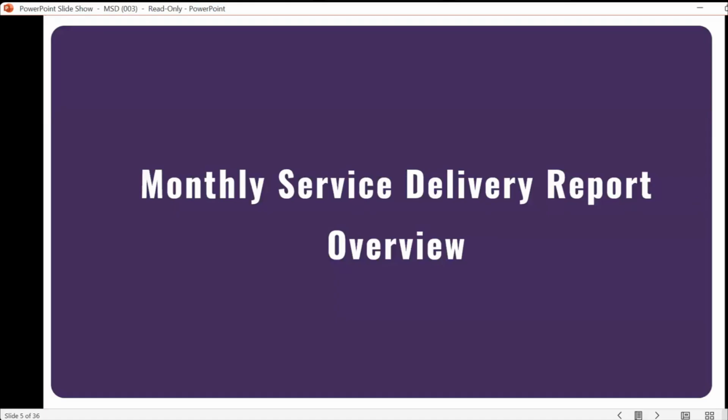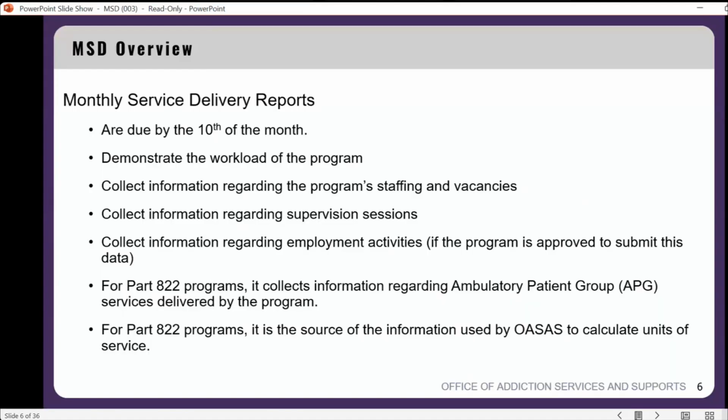For the monthly service delivery report overview. Monthly service delivery reports are due by the 10th of the month. They demonstrate the workload of the program, collect information regarding the program staffing and vacancies, collect information regarding supervision sessions, and collect information regarding employment activities, if the program is approved to submit this data. For Part 822 programs, it collects information regarding ambulatory patient group services delivered by the program. For Part 822 programs, it is the source of information used by OASAS to calculate units of service.